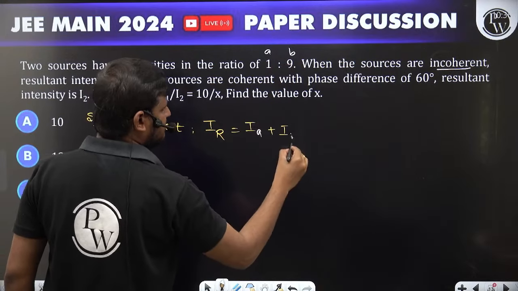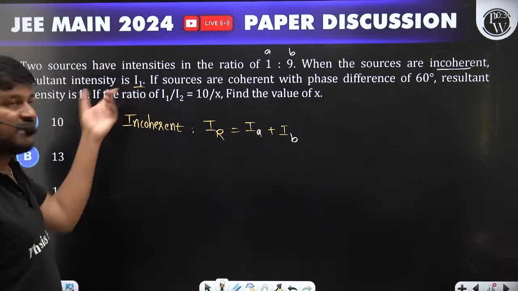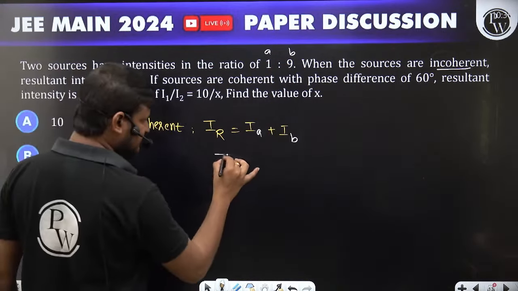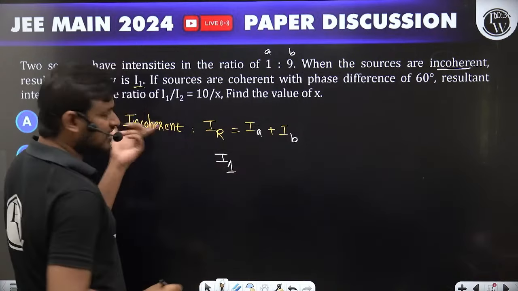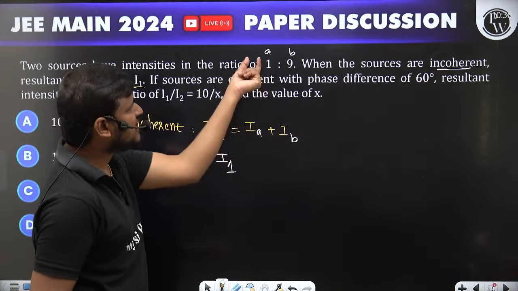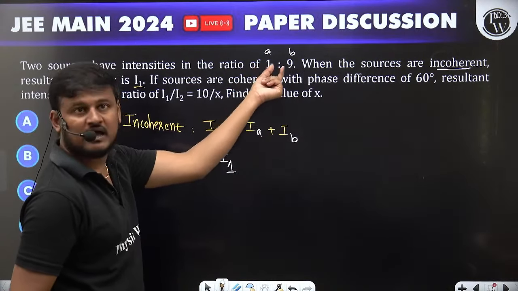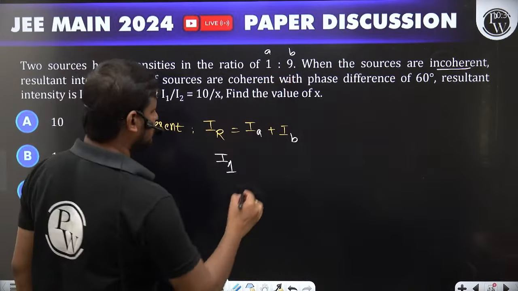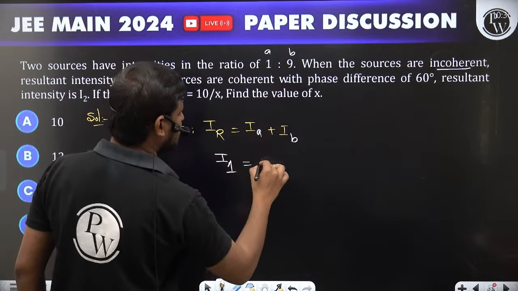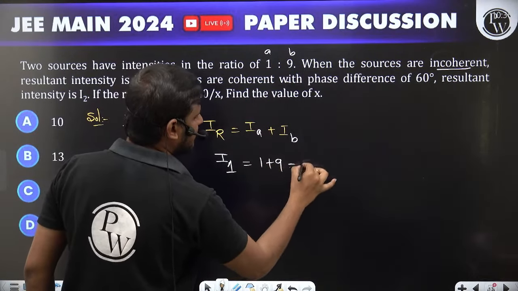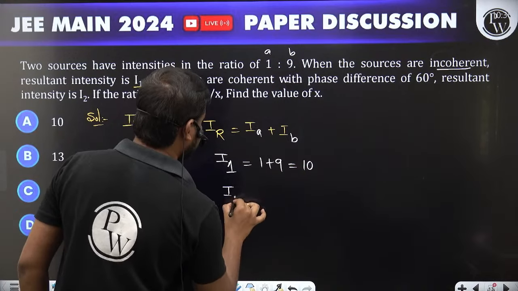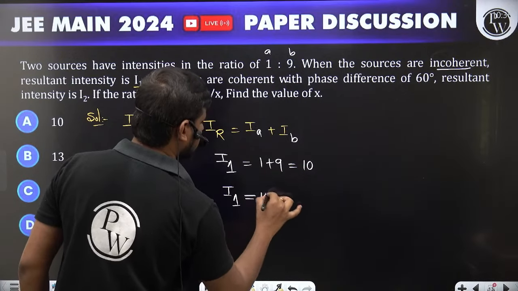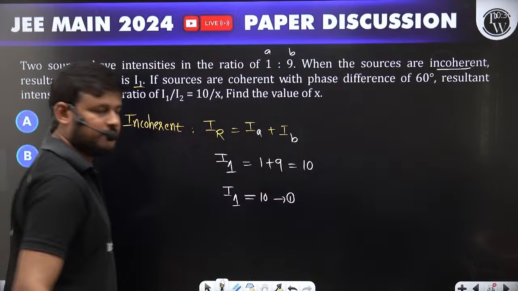So IA plus IB, because here they gave I1. The resultant intensity, I'm taking I1 when the sources are incoherent. So IA plus IB. What is IA? 1. IB, 9. So the total is 1 plus 9, which is going to be 10. So I1 is equal to 10. Let it be equation number 1.